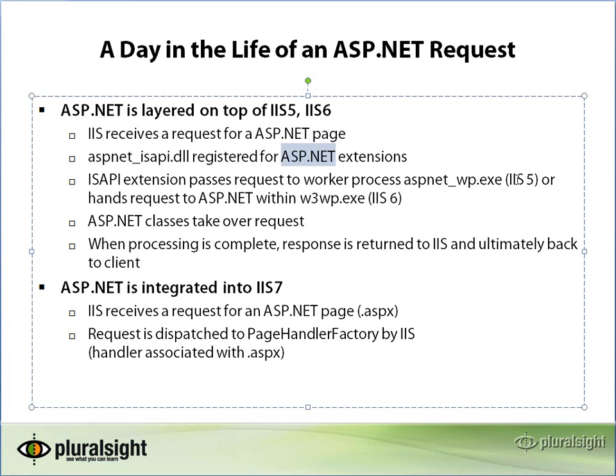And then in IIS 5, what's going to happen is the ISAPI extension is going to pass the request on to the worker process, which in that case is ASP.NET_WP. Or in IIS 6, you're already going to be inside of the worker process because IIS is going to be running in the context of the worker process as well, not in a separate one. And it will dispatch the request directly to ASP.NET. But again, it will have had this ISAPI DLL registered for ASP.NET extensions.